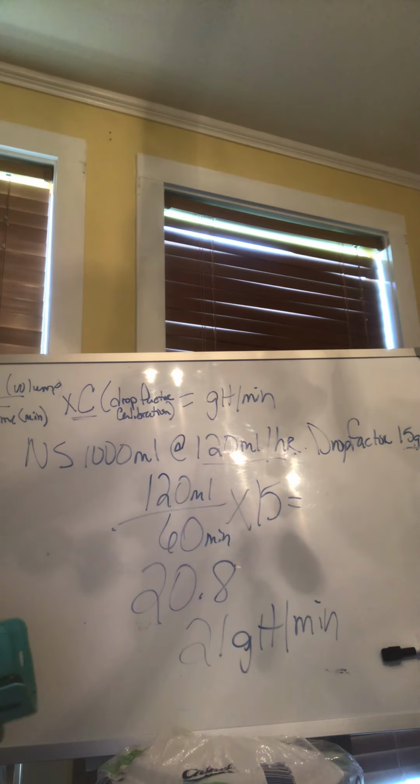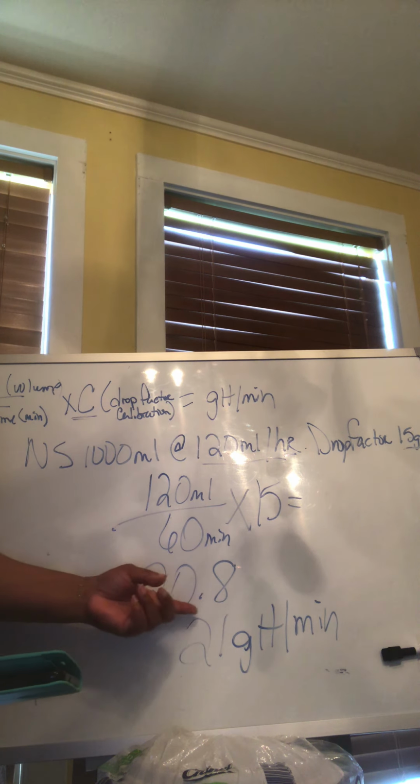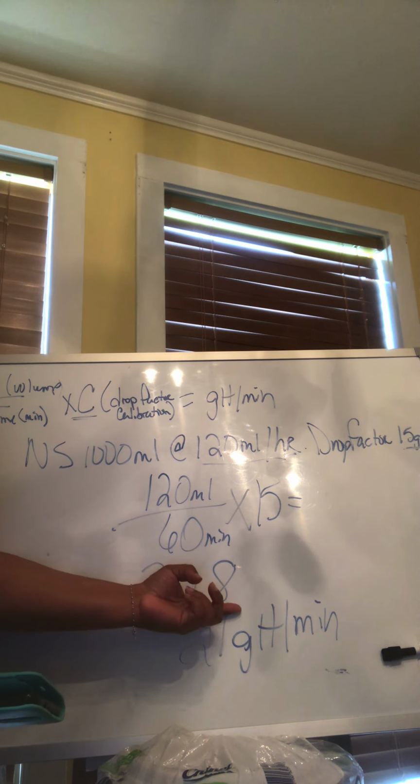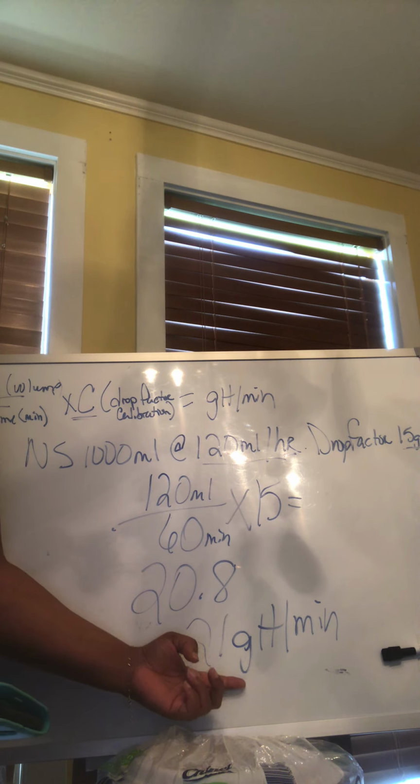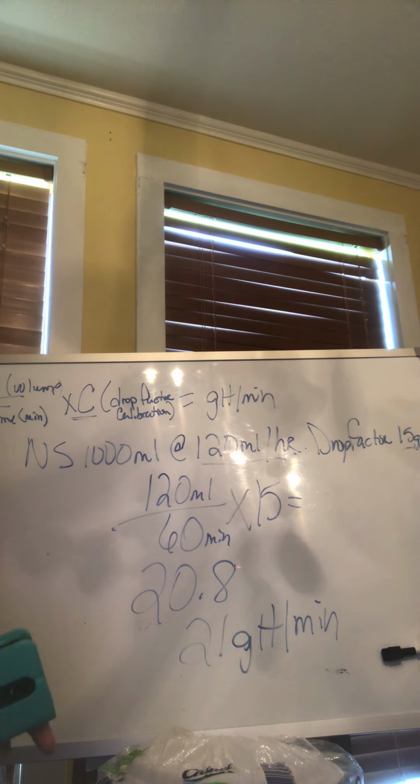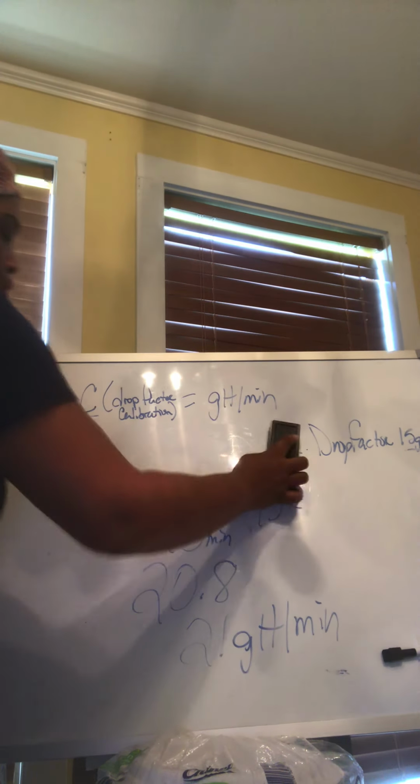Okay, everybody see that? If it's less than 5, it would have stayed 20, but since it's greater than 5 after the decimal, it turns to 21 drops per minute. You're going to be rounding to the nearest whole number. So if you had enough time to write that down, we'll move on to another question.